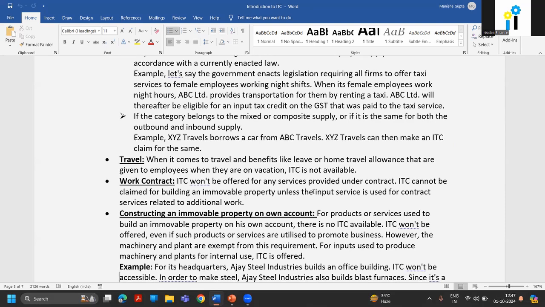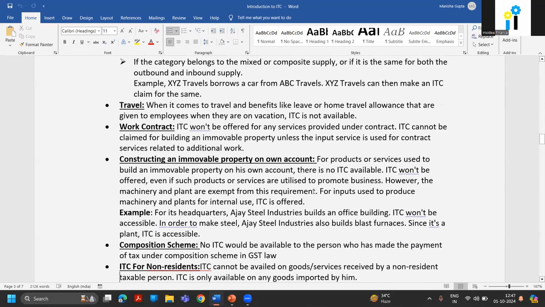Works contract. ITC would not be offered for any service provided under a contract. ITC cannot be claimed for building an immovable property unless the input service is used for a contract service related to additional work. Works contract: ITC would not be offered for any service which is provided under a contract. ITC cannot be claimed for building of any immovable property unless the service is used for a contract service related to additional work.